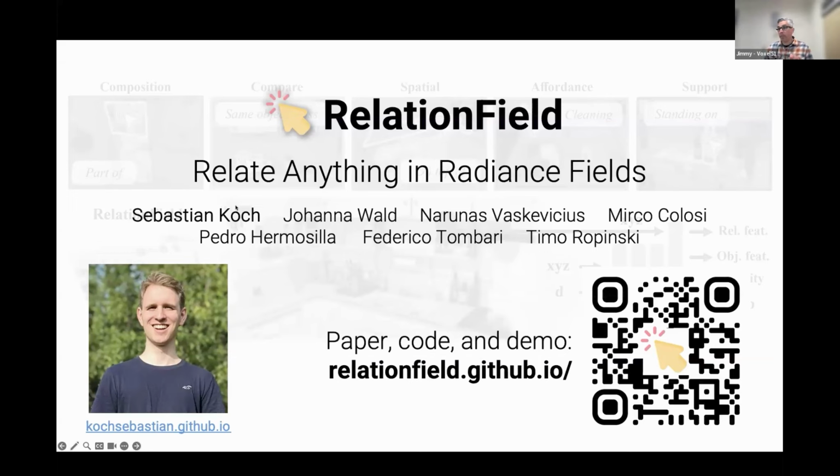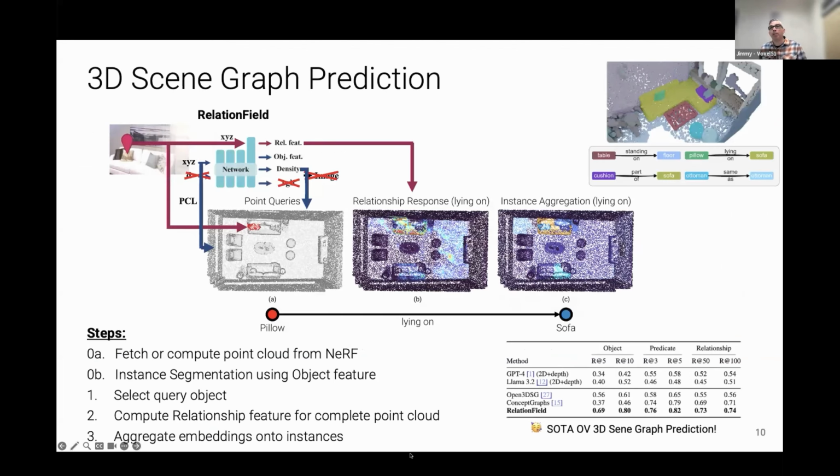Fantastic. So we are running a little bit behind, but I do want to get to two quick questions. The first question came during your 3D scene graph prediction slide. And the question was, can the otherwise identical relationship between two objects be dependent on what room they are in?